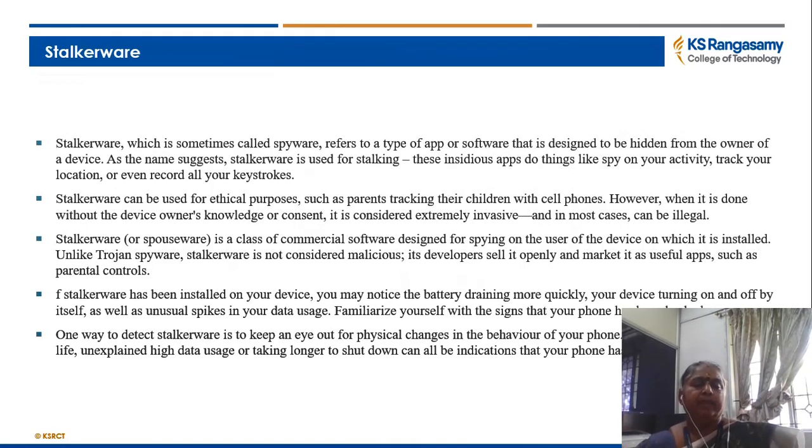Then stalkware, which is sometimes called spyware. It refers to a type of app or software that is designed to be hidden from the owner of a device. Stalkware is used for stalking. These insidious apps do things like spy on your activity, track your location, or even record all your keystrokes. It can be used for ethical purposes, such as parents tracking their children with cell phones. Sometimes it is illegal, and sometimes it is legal. Stalkware, or spouseware, is a class of commercial software designed for spying on the user of the device on which it is installed.